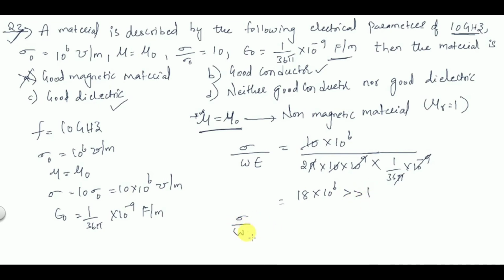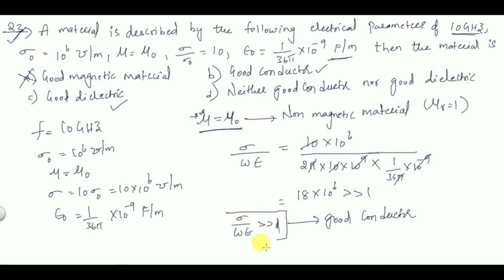So sigma by omega epsilon value is very much greater than 1. So it is a good conductor. That's all. So the medium is a good conductor medium.